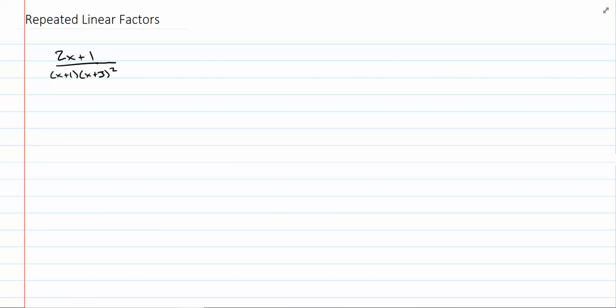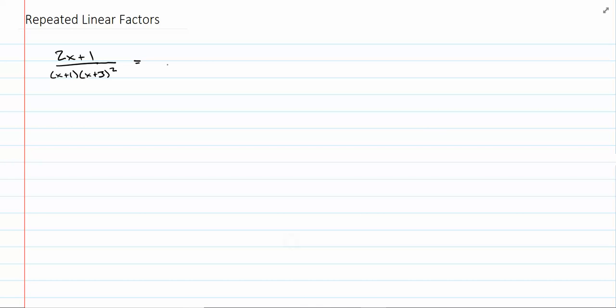This example is going to illustrate what you do with repeated linear factors. All right, so you see we've got a rational function here. The denominator is already factored. We have x plus 1, which is a linear factor, and then we have x plus 3 squared, so that is a repeated linear factor.